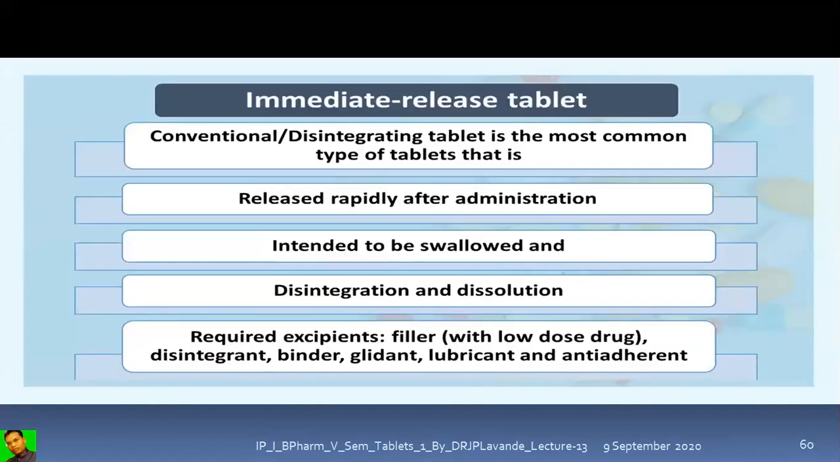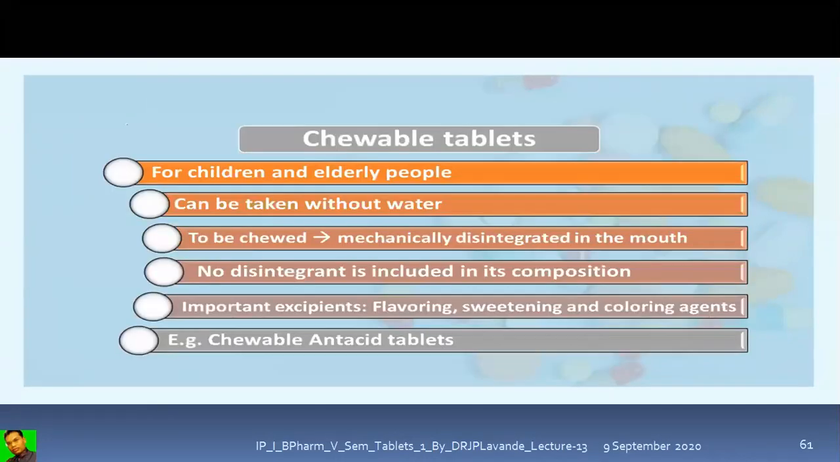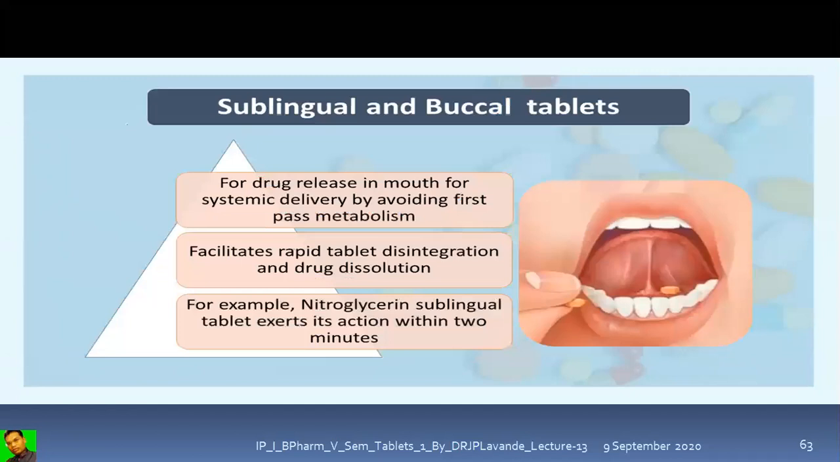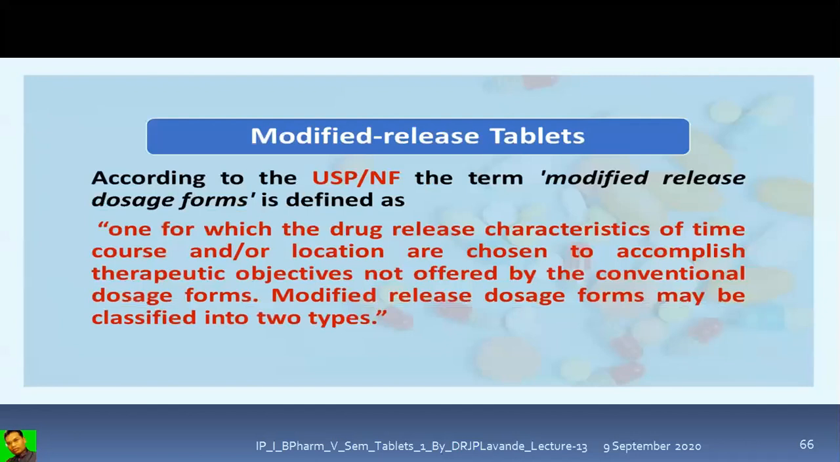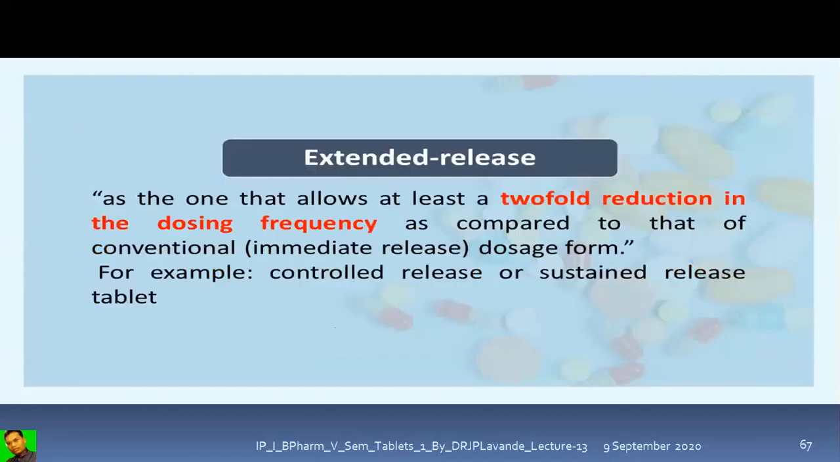Then we saw the details of the immediate release, with different examples like chewable tablet, effervescent tablet, sublingual tablet, buccal tablet, lozenges. We saw the pattern of drug release in case of the conventional tablet and in case of the modified tablets. The modified release definition which we saw is verbatim, and is to be written word by word as such.